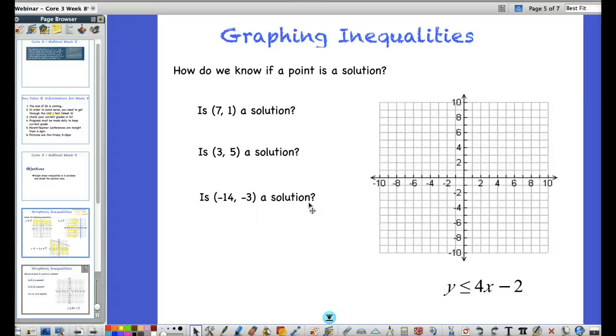Okay, so how would we do that? Good. So Donnell's saying if it's equal to or less than. We could graph it. Very good. We could graph it. That is one way. So let's do that first because that was a really good suggestion, Donnell.